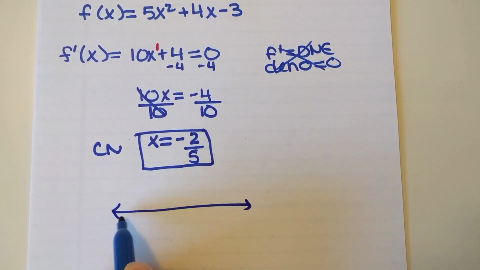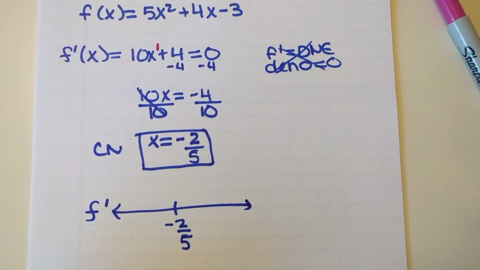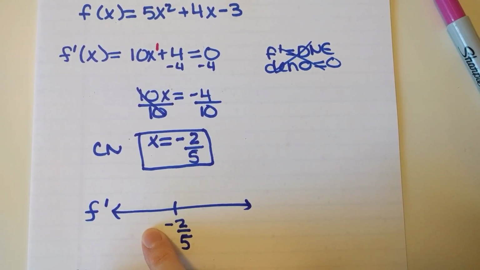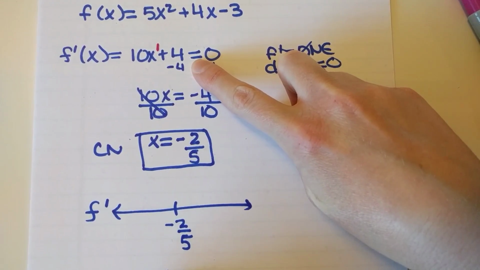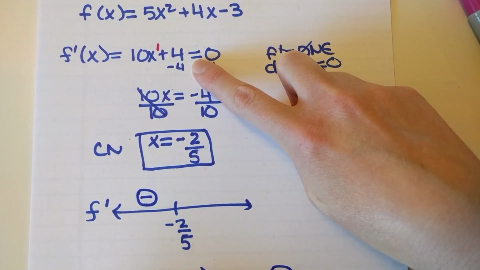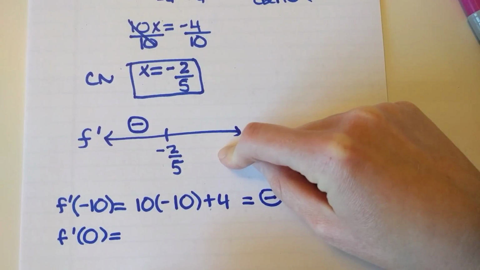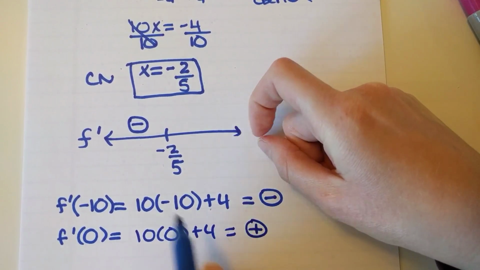So our number line will look like negative 2/5, and then f prime, and we will plug in a number to the left and to the right of negative 2/5. So this will give us negative, let's say 10. When we plug in negative 10 into the derivative, we get 10 times negative 10 plus 4, and that gives us a negative. Then we plug in maybe, let's say, 0 to the right of negative 2/5, and that will give us 10 times 0 plus 4, and we get a positive.